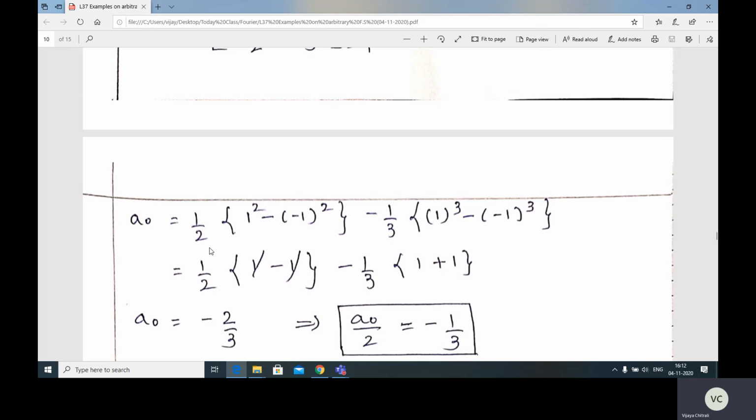So a naught is equal to 1 by 2, 1 square minus minus 1 raised to 2. Minus 1 raised to 2 is again 1, 1 square is 1, 1 minus 1, so you'll get this as 0. Minus 1 by 3, 1 cube minus minus 1 raised to 3. 1 cube is 1, minus 1 raised to 3 is minus 1. So minus into minus is plus, 1 plus 1 is 2. Multiply this with minus 1 by 3. So you'll get a naught is equal to minus 2 by 3. We want a naught by 2. So a naught by 2 is minus 1 by 3.